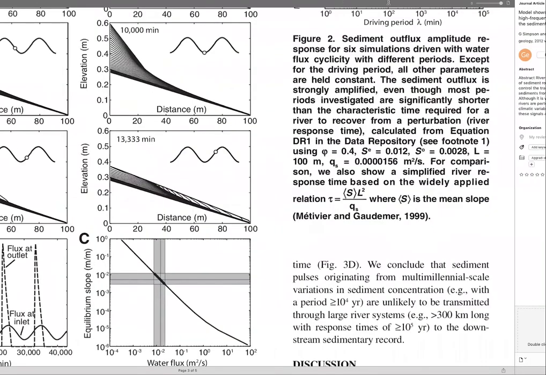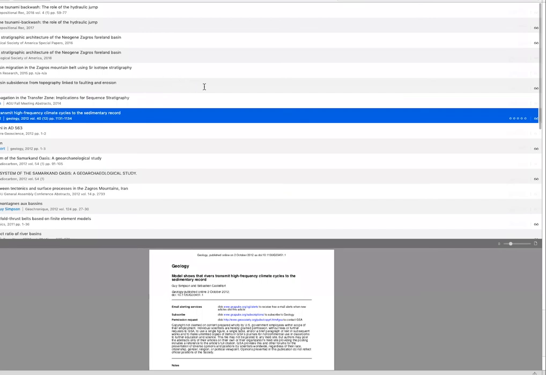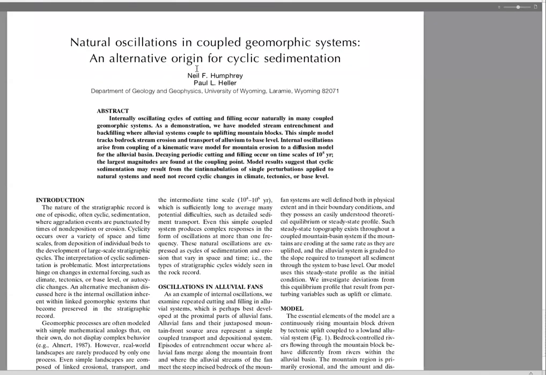For me, one of them is the Humphrey paper. Yeah, this one. You see my paper? Yes, I see it. This is a really cool paper. Paul Eller, who is unfortunately a few years old. This is a 1995 paper, and it's called Natural Oscillations in Coupled Geomorphic Systems for Cyclic Sedimentation. Again, I think a great title.